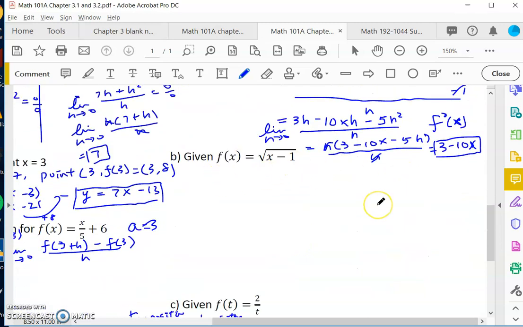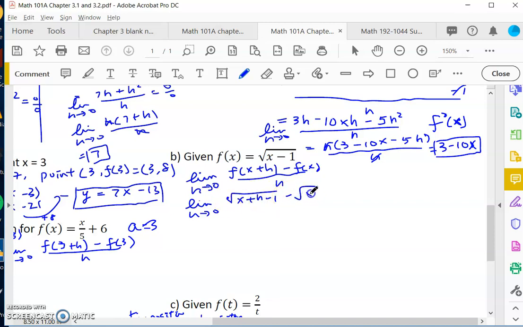Let's try another one. f of x is equal to the square root of x minus 1. I want to find f prime, so use the definition of the limit. You just need to remember this limit definition: f of x plus h minus f of x, over h, as h approaches 0. Plug in x plus h, so it's the square root of x plus h minus 1, minus the square root of x minus 1, over h.